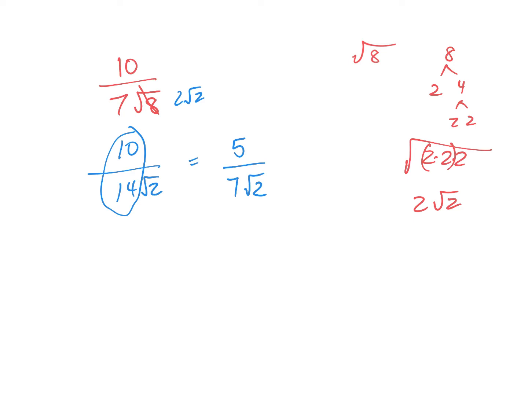If you don't know you've done the right thing, put in the original equation, 10 over 7 root 8, and then put in 5 over 7 root 2, and you should get the same ugly decimal, so you know that you haven't messed up. All right? You should get the same ugly decimal.